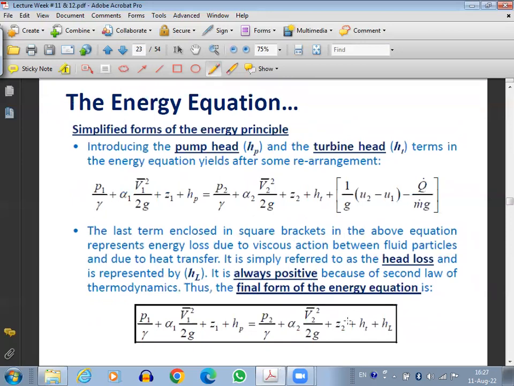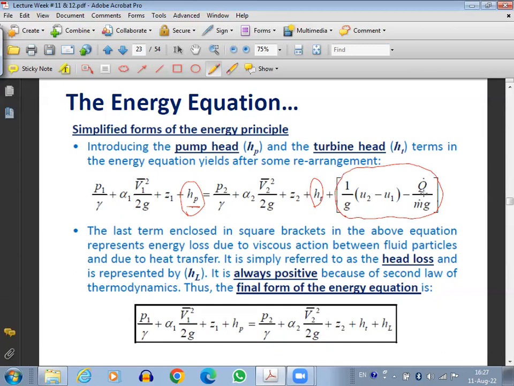So if we write the whole equation in the form of head, the same equation is going to come out like this. We'll have P1 over gamma plus alpha 1 V1 square upon 2g plus Z1 plus HP, which is the pump head, equals P2 upon gamma plus alpha 2 V2 square upon 2g plus Z2 plus HT. HP is the pump head, HT is the turbine head, plus this term, where you have the change in the internal energy from point 1 to point 2 and the heat added in the system.